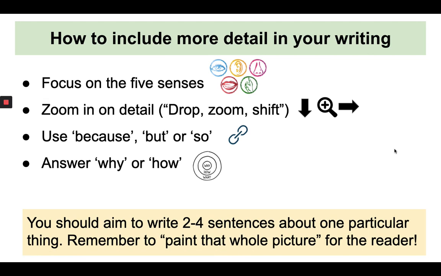So when you write, particularly with descriptive writing, you should be aiming to write about 2 to 4 sentences about a particular thing. I could easily write 2 to 4 sentences perhaps about that bird in a tree, or a squirrel trying to find some seeds in the grass. Okay, you want to paint that whole picture for the reader. You want to ensure that they have a real understanding and clarity in their head when they're reading your work.